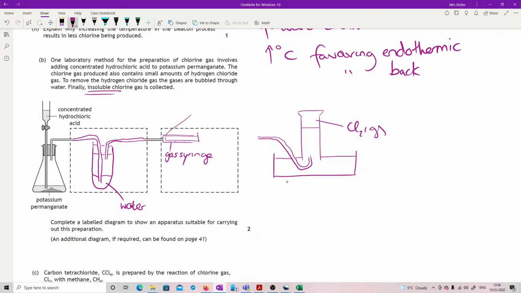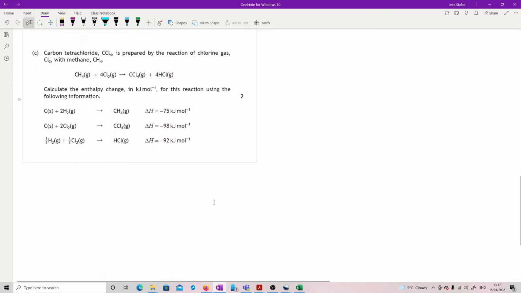And we would do the same here, either writing chlorine gas or writing the formula. Okay, oh, we'd need to label that as well, water. And I'd probably measure that, put that as measuring cylinder or test tube or something, so I was showing what that was. So 2 marks because you've got 2 parts to that.